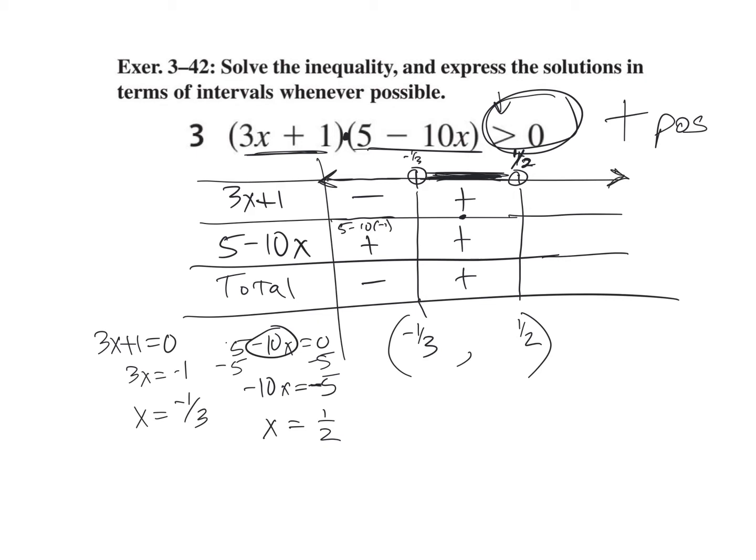But you still have to check anything above this, because sometimes it just goes to positive infinity. So let's plug in the number 1, because 1 is bigger than 1/2. 3 times 1 is 3, plus 1 is 4, that's positive. 10 times 1 is 10, so 5 minus 10 is negative. Okay, and we get a negative there. So from 1/2 to positive infinity, that's going to be a negative value. So our answer is right here, and that's our interval notation. So from now on, let's go a little bit faster.